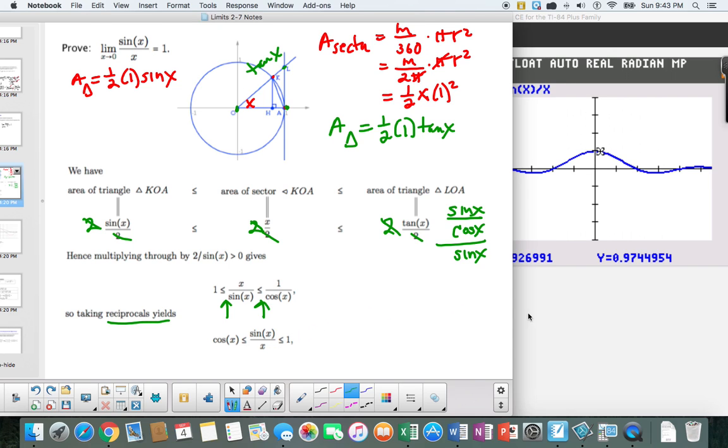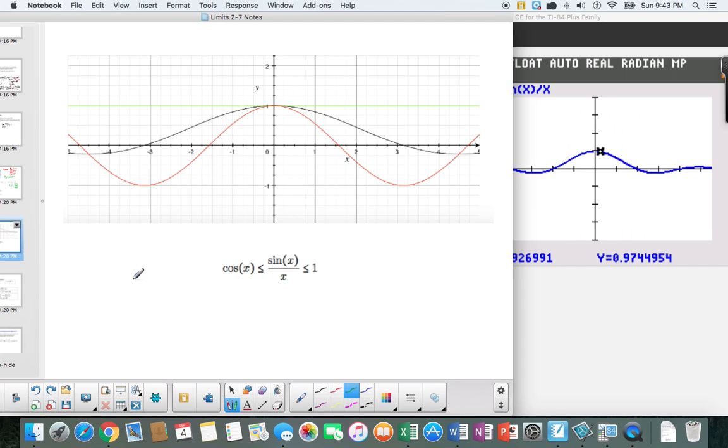Remember that the sine of x over x looks like this. We know 1 is a constant function, and we have the cosine of x. Let's take a look at this picture. Sine of x over x is the one in between, the black curve. 1 is a constant, it's the green, and cosine of x is the red. So this is sandwiched between these two.